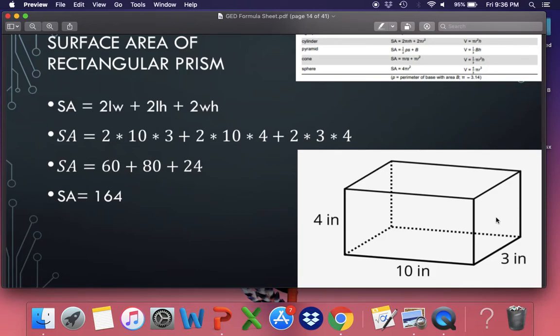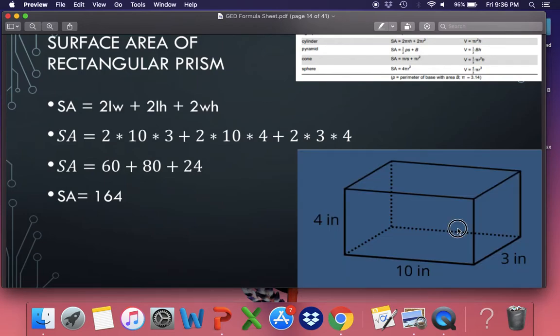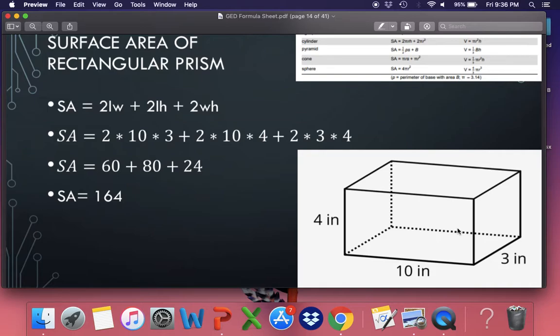So in other words, it means all 6 sides, the left and the right, the top and the bottom, and the front and the back. That's why it's twice each of those. So twice length times height gives you the front and then the back. The length times the width will give you the bottom and the top. So you put all this in the calculator, and you'll get 60 plus 80 plus 24, or 164.